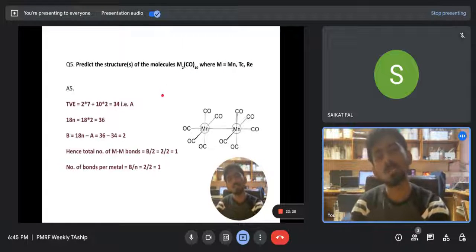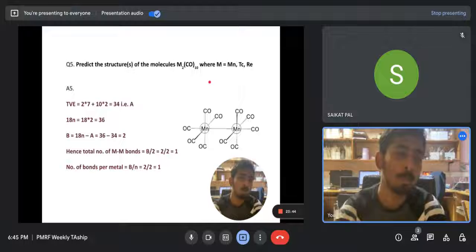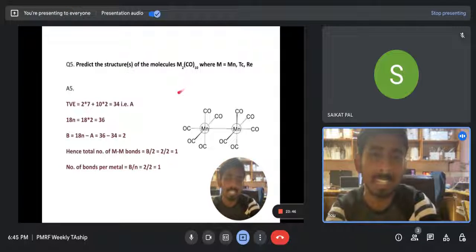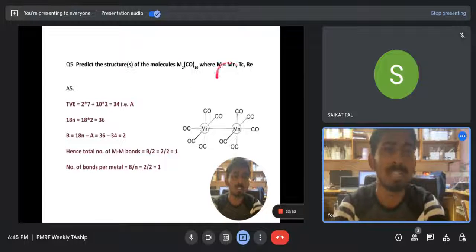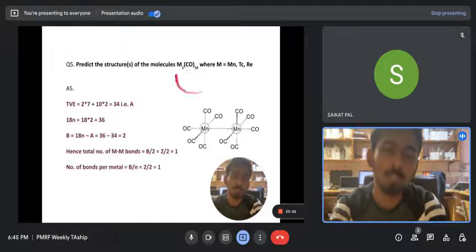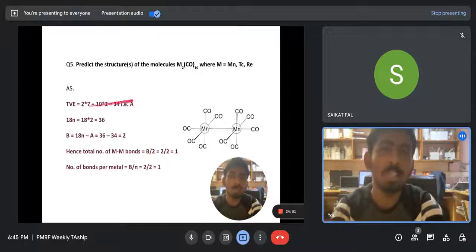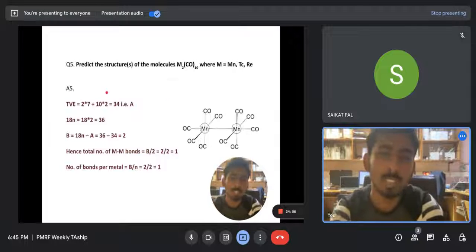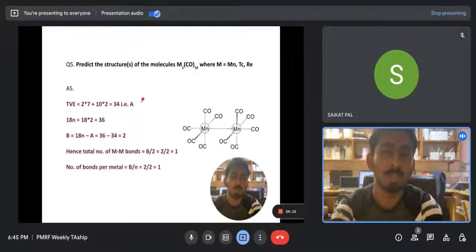So right now we are deciding the position where this manganese, technetium, rhenium group is present. It is the ns2 (n minus 1)d5 system, where the compounds are actually residing in the zero oxidation state. So we have to calculate the total valence electrons of the compound first, that is A. So A in this case is 2 into 7, because it is an s2d5 system. Total there are 7 electrons. So 7 into 2 plus 10 into 2, because COs are 2 electron donors. So 10 into 2 is 20. 20 plus 14 is 34. That is A, the total number of valence electrons in this system.